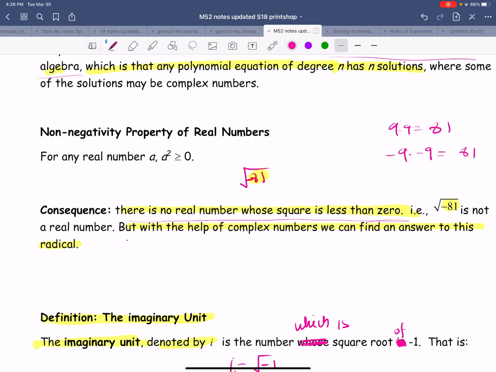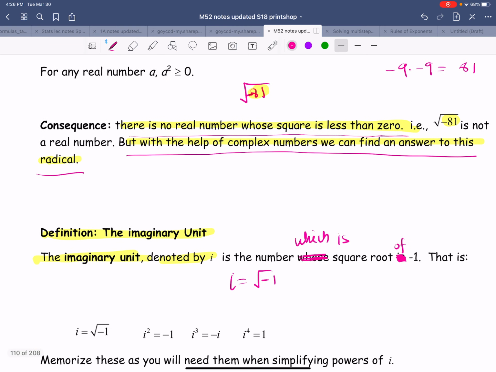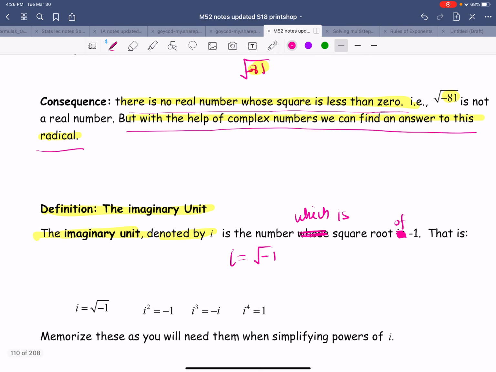Thus, we're going to take help of complex numbers here and define the complex number imaginary unit, i. i comes from the Greek letter iota. i is equal to the square root of -1. Remember that, memorize that. If I square both sides, I have i squared equals -1.